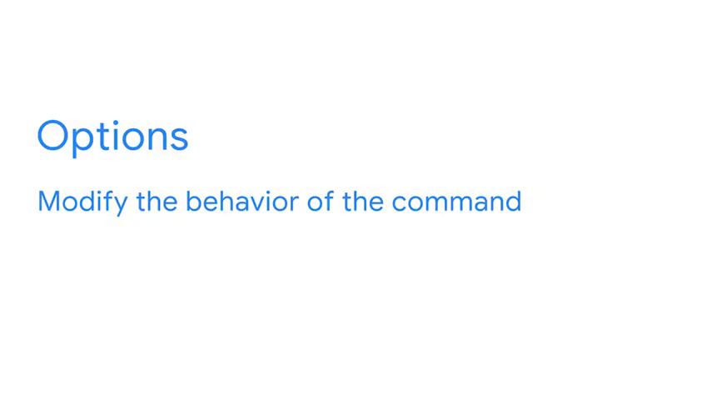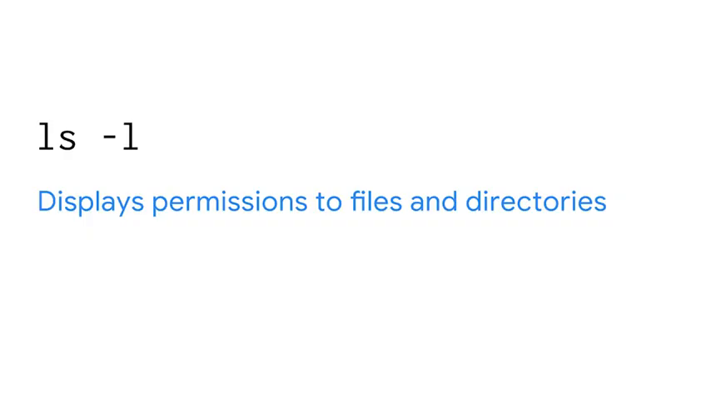So how do we check permissions? First, we need to understand what options are. Options modify the behavior of the command. The options for a command can be a single letter or a full word. Checking permissions involves adding options to the ls command. First, ls -l displays permissions to files and directories.